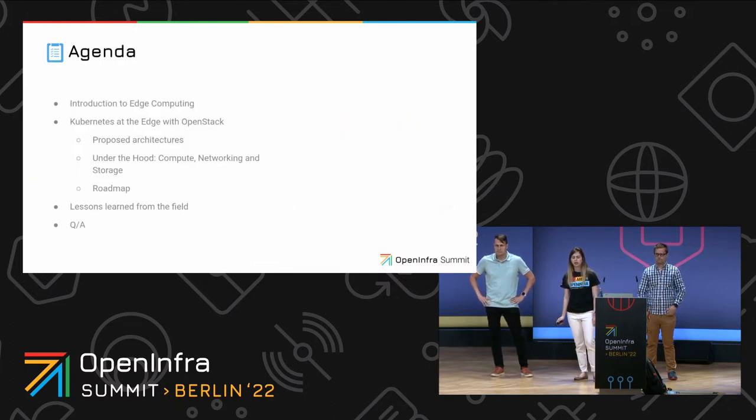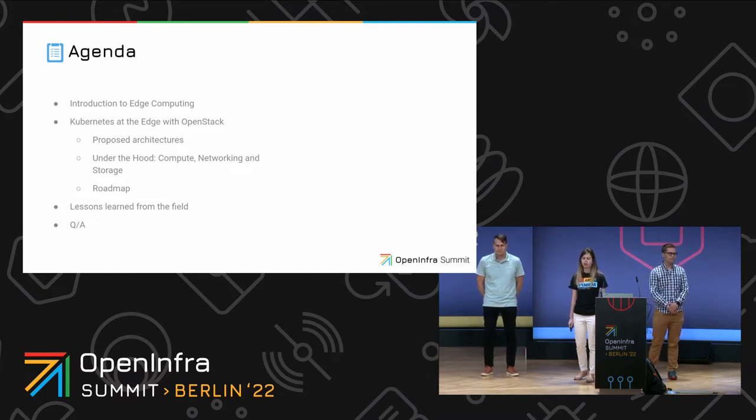So for the agenda, we are going to give a brief introduction about edge computing. Then we are going to follow with a deeper dive towards Kubernetes at the edge with OpenStack. Go through some of the proposed architectures, how it works under the hood with services like compute, networking, and storage, and also go through the roadmap. And Chris will go over some lessons learned from the field and then questions and answers. I would like to highlight here that there will be some intersections between what is actually supported upstream in OpenStack and what is available downstream at Red Hat.